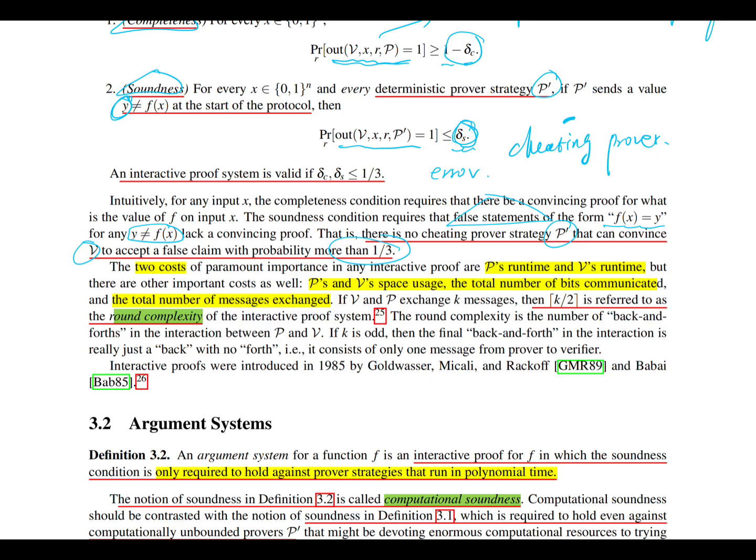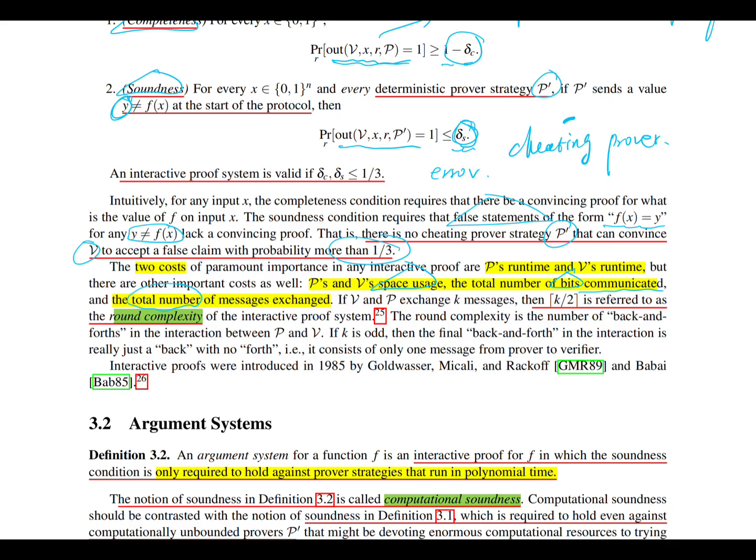And there are costs that we should measure that are of paramount importance. The runtime is very important, both the prover's runtime and the verifier's runtime. And there are other important costs, such as space usage, the total number of bits communicated, and the number of messages exchanged.